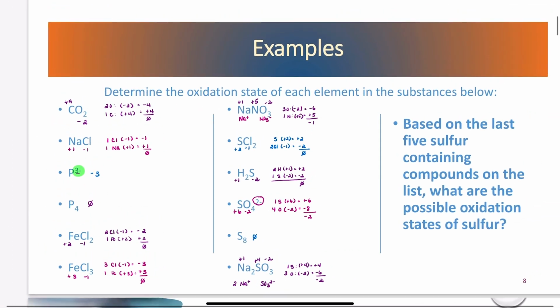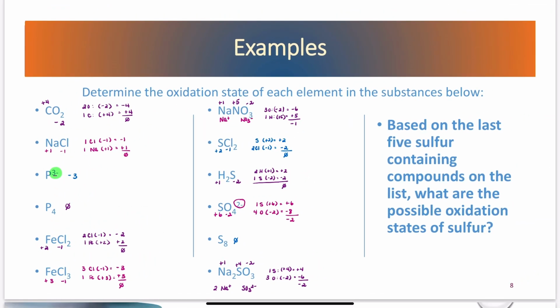Let's bring that back down to size of screen. Okay. Now, based on the last 5 sulfur-containing compounds on the list, what are the possible oxidation states of sulfur? Well, let's see what we got here. We've got a sulfur of +4. We've got a sulfur of 0. We've got a sulfur of +6, a sulfur of -2, and a sulfur of +2. So let's go ahead and put those in order. -2, 0, +2, +4, +6.